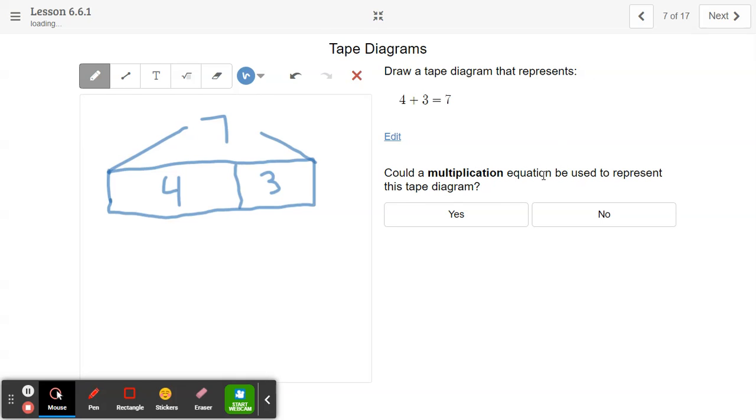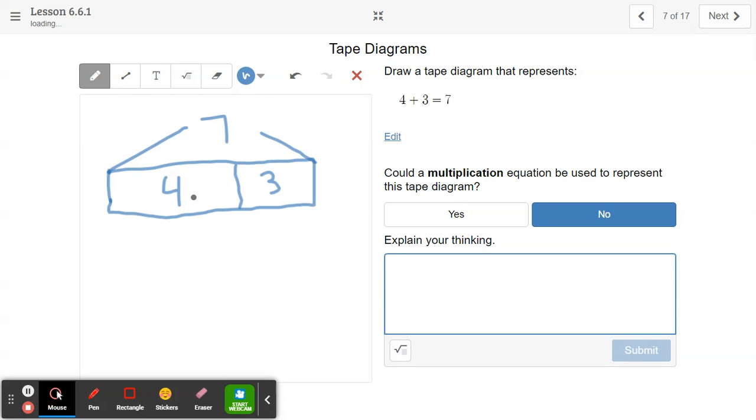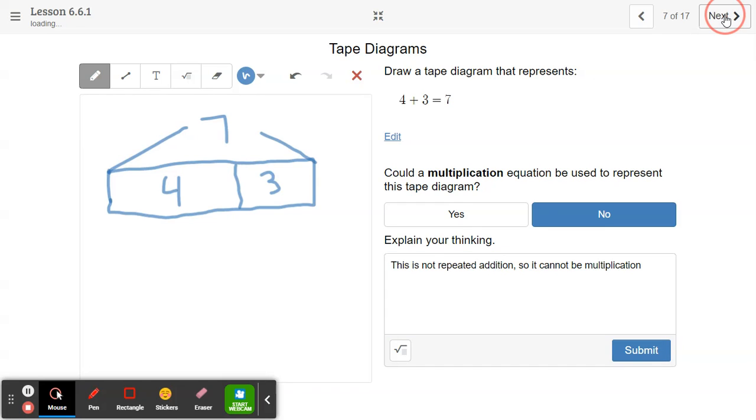Could a multiplication equation be used to represent this tape diagram? No. This does not show repeated addition. That's what I would say. It's not repeated addition, so it can't show multiplication.